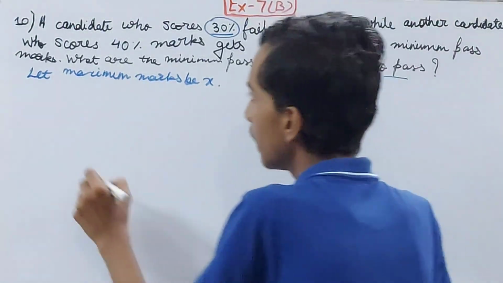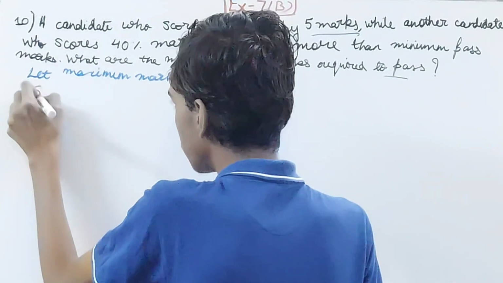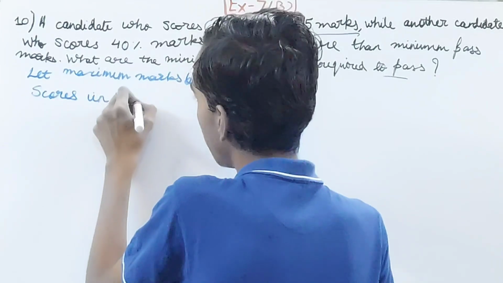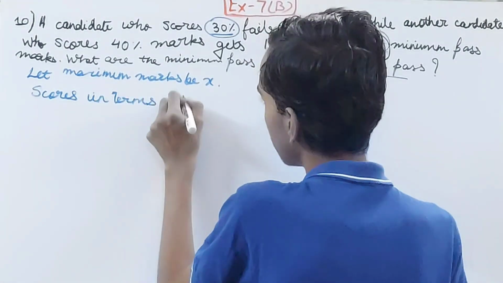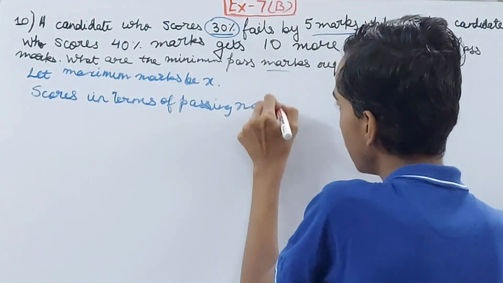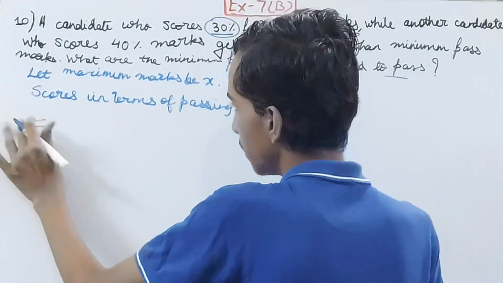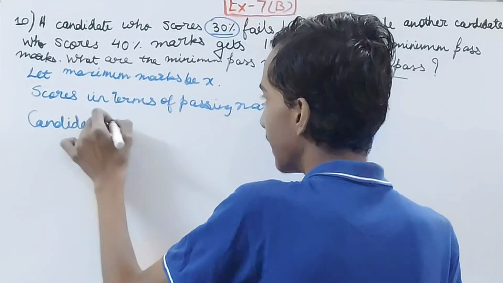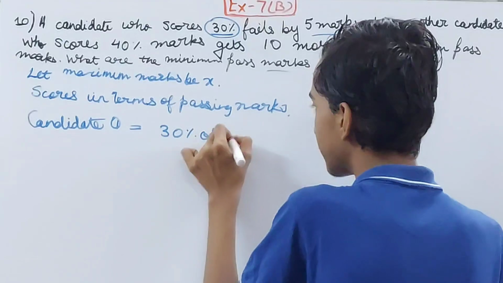Now we will write this down. See here, first of all, we will write the scores in terms of passing marks. So in terms of passing marks, that means we will write down the scores, but basically they will be passing marks only. Look here carefully. First of all, let's write down here for candidate 1. The first candidate has scored 30% of X.